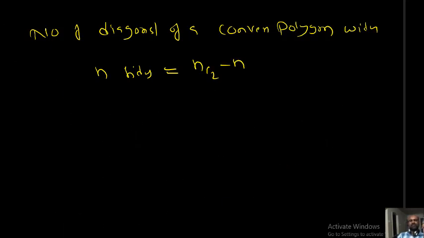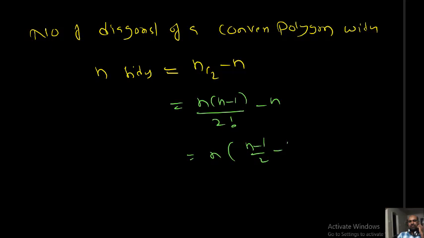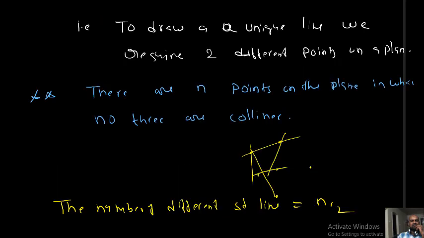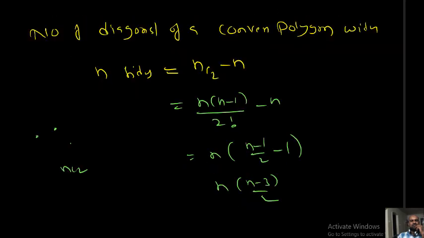Sometimes we need to simplify that. nC2 means n into n minus 1 by 2 factorial, nPr by r factorial, minus n. So I can take n common: n into (n minus 1 by 2 minus 1), or n into (n minus 3) by 2. Therefore, number of diagonals of a polygon with n sides is n into (n minus 3) by 2. I hope you people understood. First of all what I did, Nana, how many straight lines you can draw through n points on the plane, no 3 collinear, means I can say nC2. Okay, this is a concept.